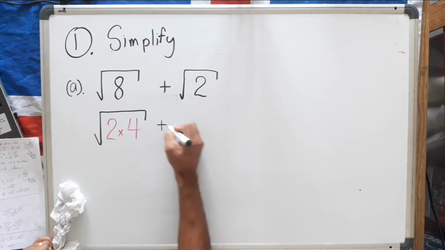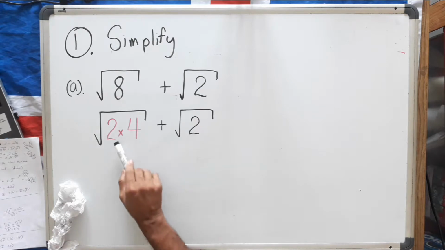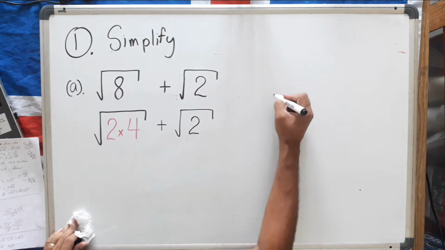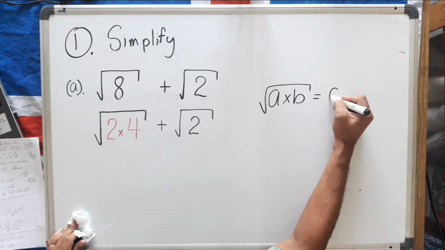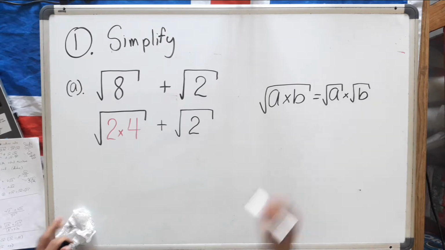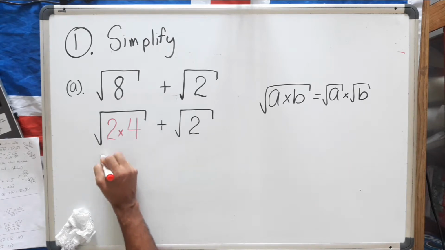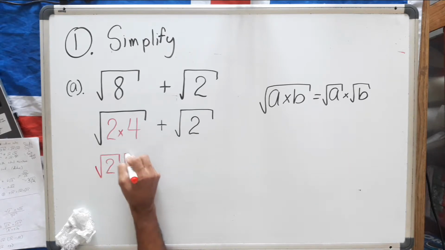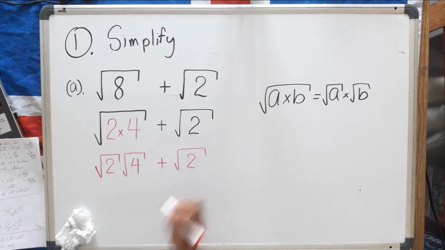And we still have what here? The square root of 2. Now remember, these two items are being multiplied. So I can rewrite this using this rule. Remember, if we have A multiplied by B under a square root sign, we can split it up into the square root of A multiplied by the square root of B, where both of them get their own individual square root sign. So we can break this up into the square root of 2 multiplied by the square root of 4 plus the square root of 2.